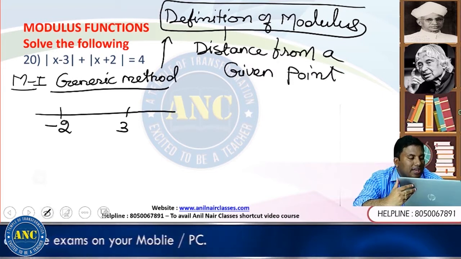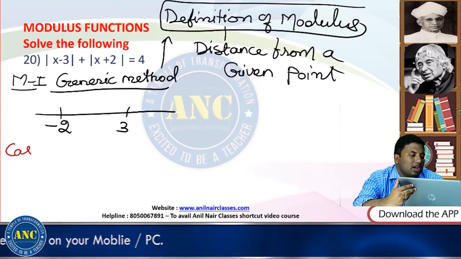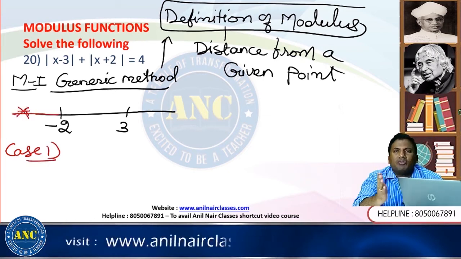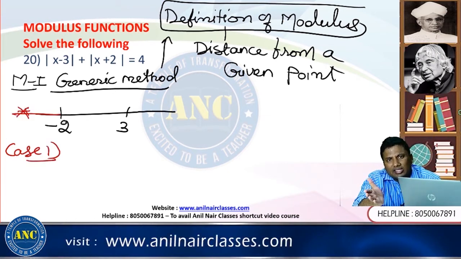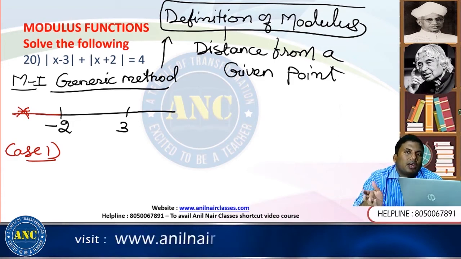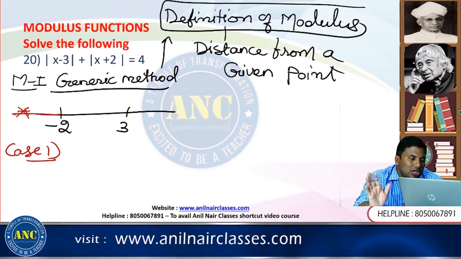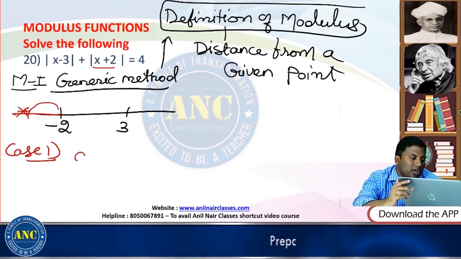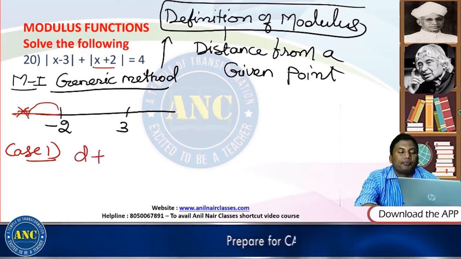What is the first case? Case 1. Let it be a point to the left of minus 2. There exist 3 cases. A point could be to the left of minus 2. A point could be from minus 2 to 3. A point could be to the right of 3. Am I right? So if it is to the left of minus 2, mod x plus 2, from here to here, the distance is d.